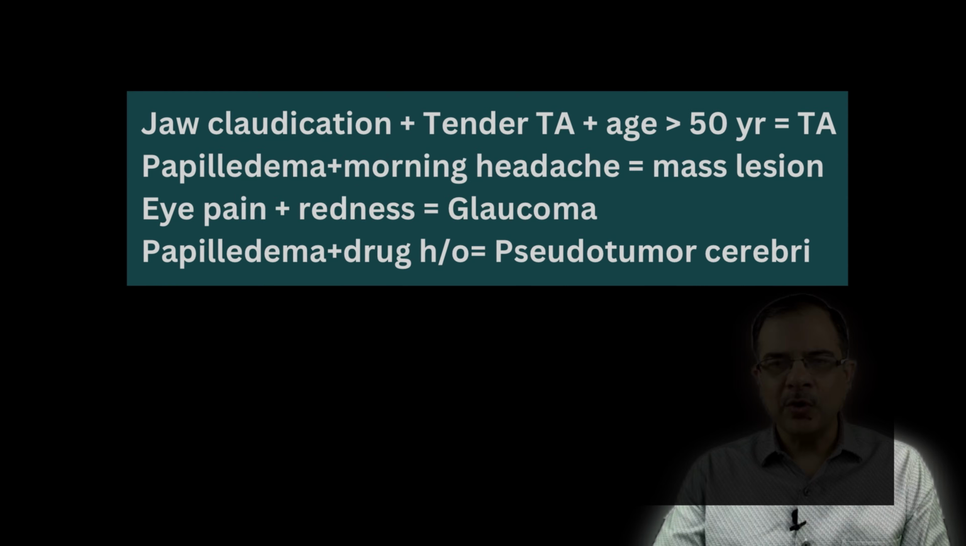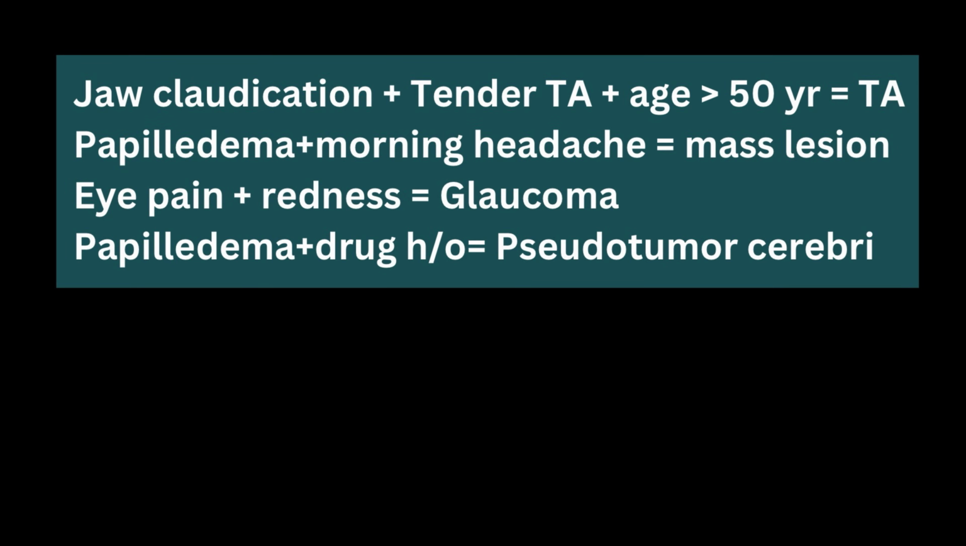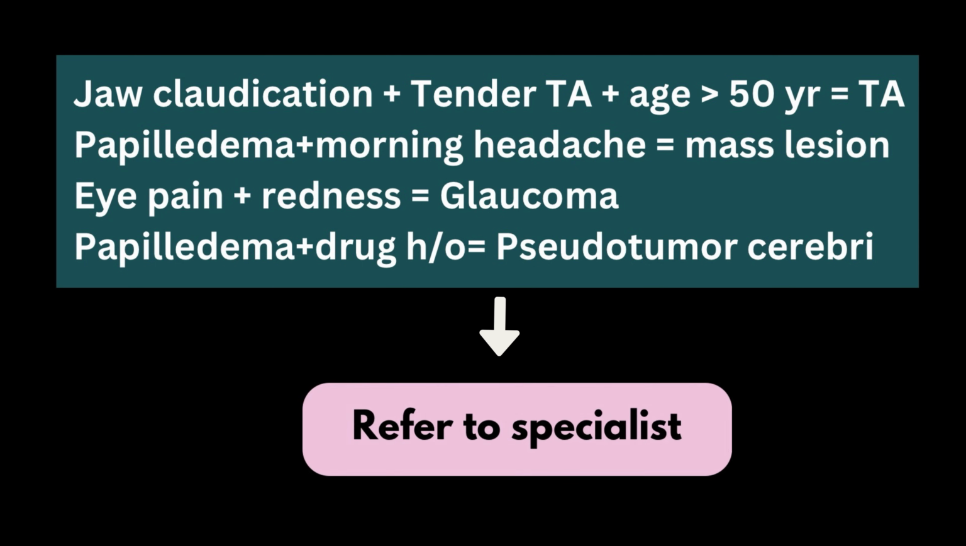If the patient does not have these features, then ask for jaw claudication. Tender temporal artery sign should be assessed. Age more than 50, temporal arteritis. Papilledema, morning headaches, some mass lesion is there. Eye pain, redness, glaucoma is present. Papilledema and a history of some drug intake, so it could be pseudotumor cerebri. If these features are present, refer the patient to the specialist.